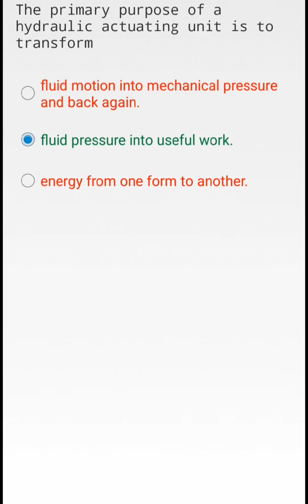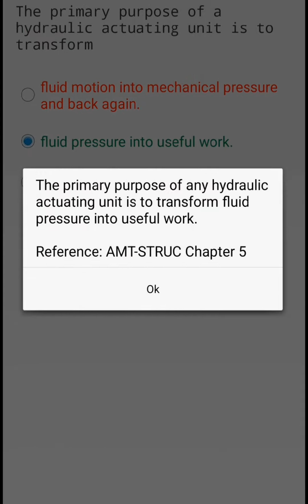The primary purpose of a hydraulic actuating unit is to transform fluid pressure into useful work. The primary purpose of any hydraulic actuating unit is to transform fluid pressure into useful work.